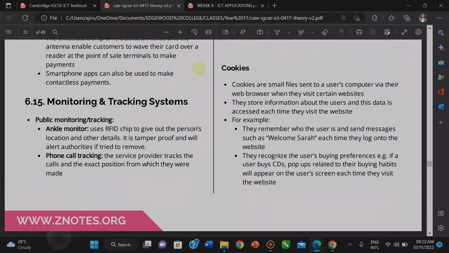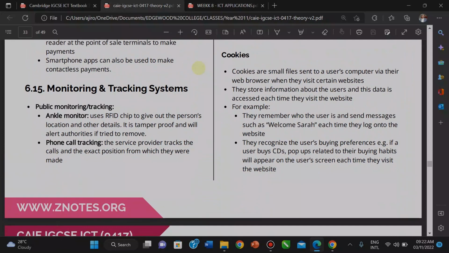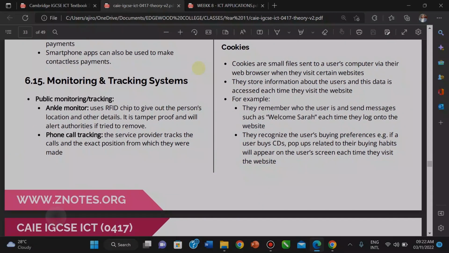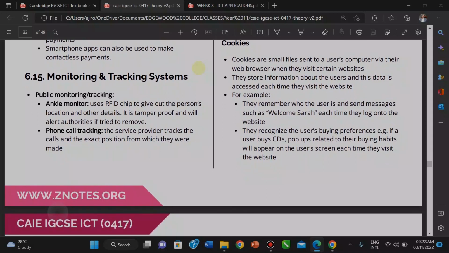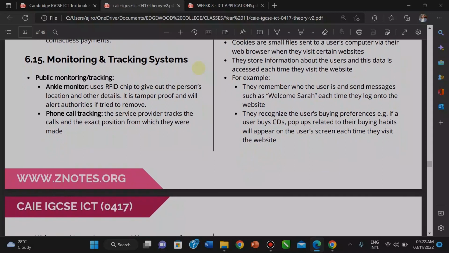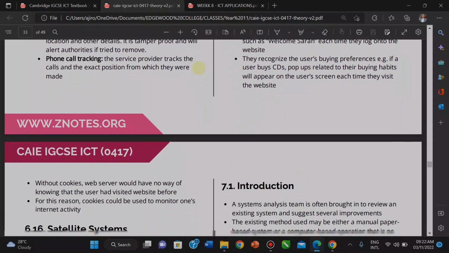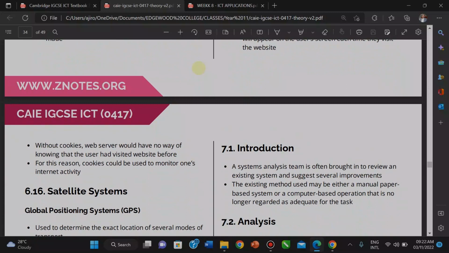We've talked about phone tracking. We've talked about cookies. In fact, they remember who the user is. That's another bit of cookies. So whenever you accept cookies, whenever you go to that website, they know who you are. There could be a welcome message next time, welcoming you back to that website, and your buying patterns and the likes of that.